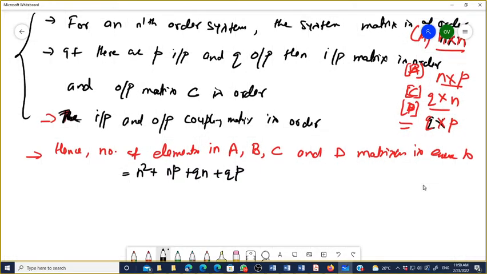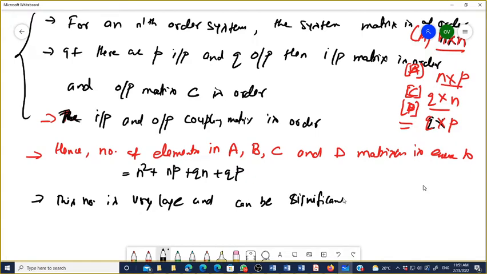So this number, you can say this number is very large, and can be significantly reduced. ऐसा है कि for the simulation purpose, at the time of simulation you have to enter A matrix, B matrix, element of the ABCD matrix, right? So there may be different representations by which we can represent the same matrix in another way.